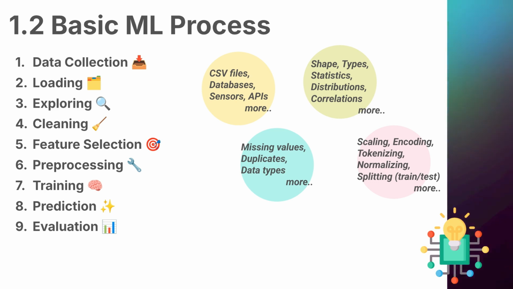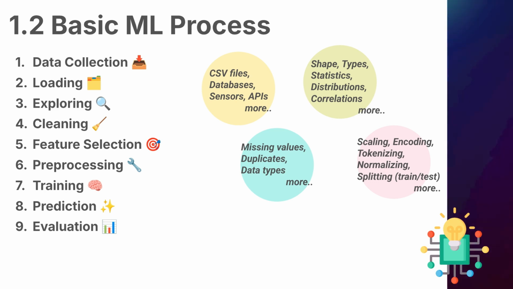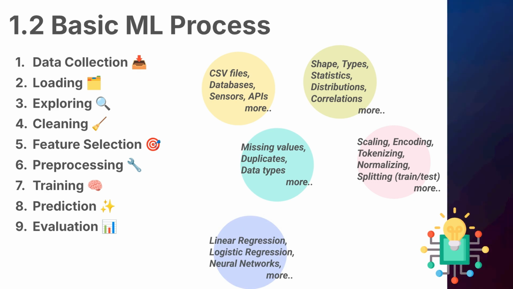7. Training the model. Feed the processed training data into a machine learning algorithm such as linear regression, logistic regression, and neural networks. The model learns patterns and relationships between input features and the target. 8. Make predictions. Once satisfied with the model's performance, use it to make predictions on new unseen data or integrate it into an application for real-world use.